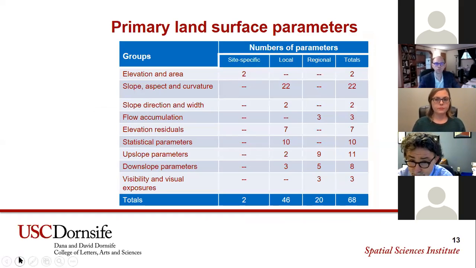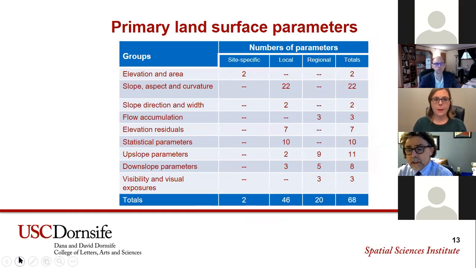So next. So what's happened in the last 30 years and what's described in detail in this book I wrote is there are 68 or more primary land surface parameters. A couple are site specific. There are many local ones. Typically this means they are calculated over a 3x3 or 5x5 moving window. There are 20 regional ones.